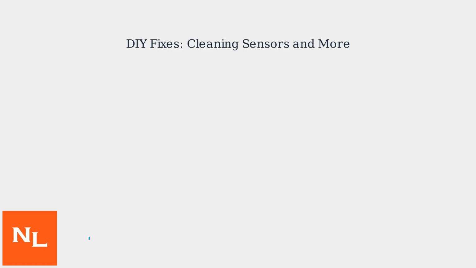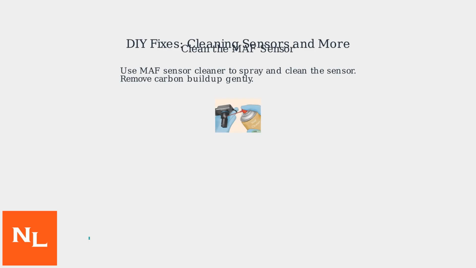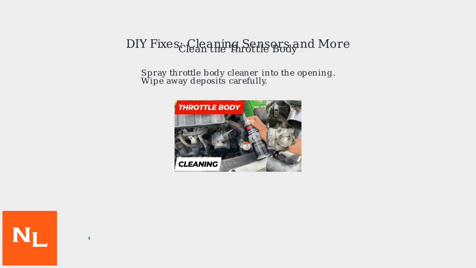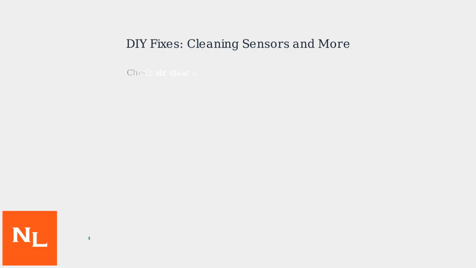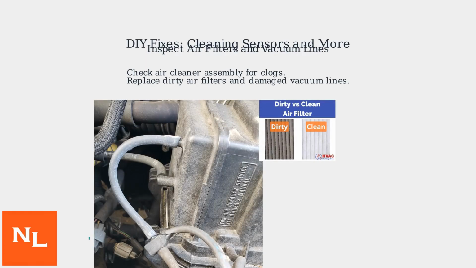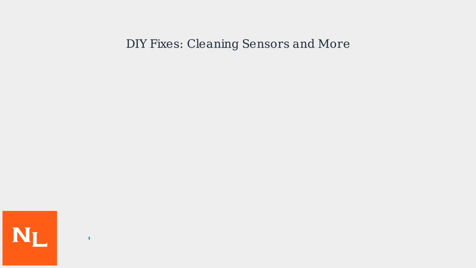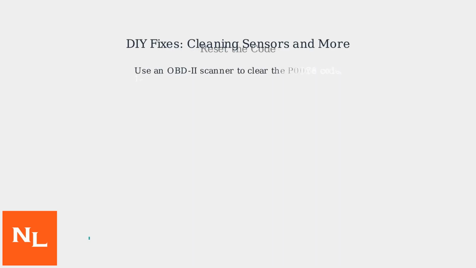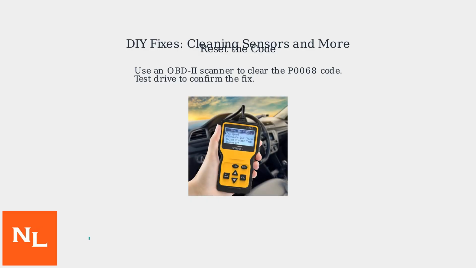Start by cleaning the MAF sensor. Use MAF sensor cleaner to spray directly into the sensor, removing any carbon buildup gently with a soft cloth. Next, clean the throttle body with throttle body cleaner. Spray into the opening and wipe away any deposits carefully. Inspect the air cleaner assembly for clogs and replace any dirty air filters. Also check and replace damaged vacuum lines. Ensure all electrical connectors are clean and securely attached, checking for any corrosion or loose connections. Finally, reset the P0068 code using your OBD2 scanner and take a test drive to confirm the fix.